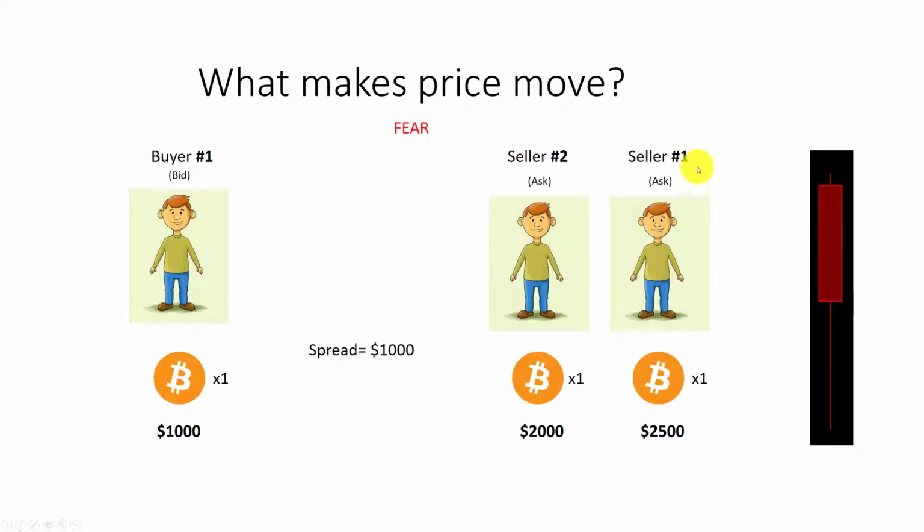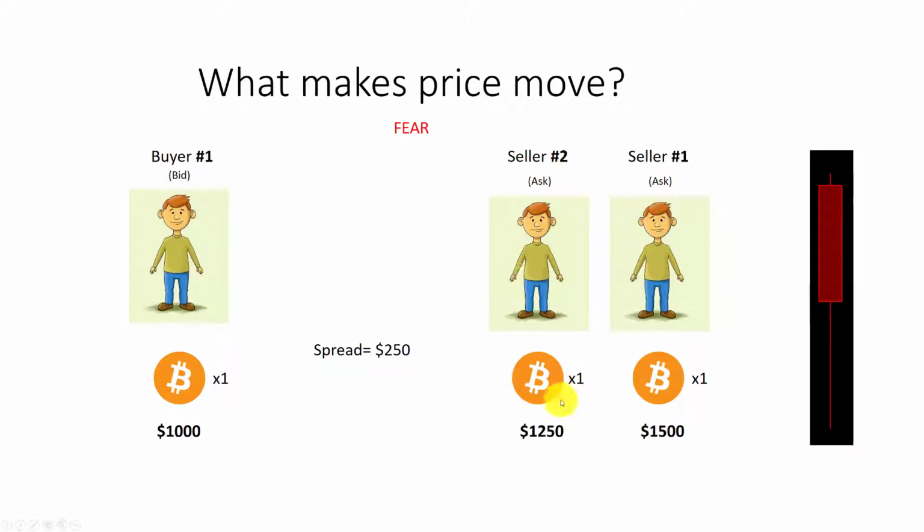Let's say a second participant comes into the market and says, I really want to get rid of this Bitcoin, so instead of $2,500, I only want $2,000. The buyer's still not budging, only 1,000. So the spread drops from 1,500 down to 1,000. This is where the fear comes in, and this is a fear candle. Now seller 1 thinks, I really need to get rid of this Bitcoin, I've got to be less than the 2,000, so the spread drops again.